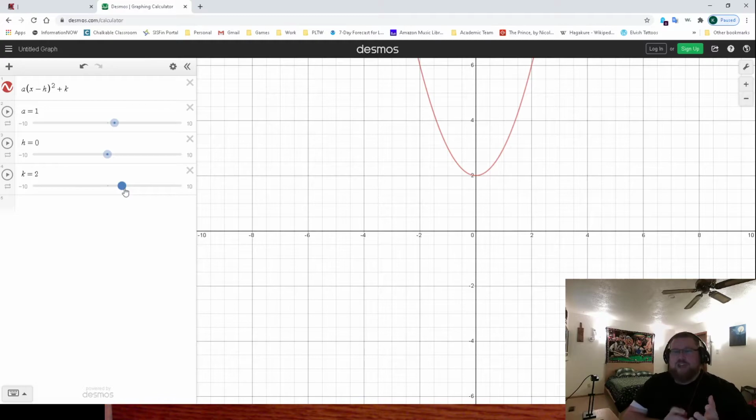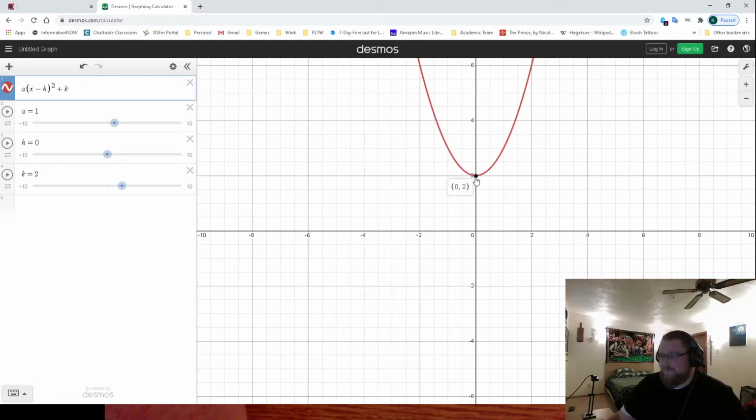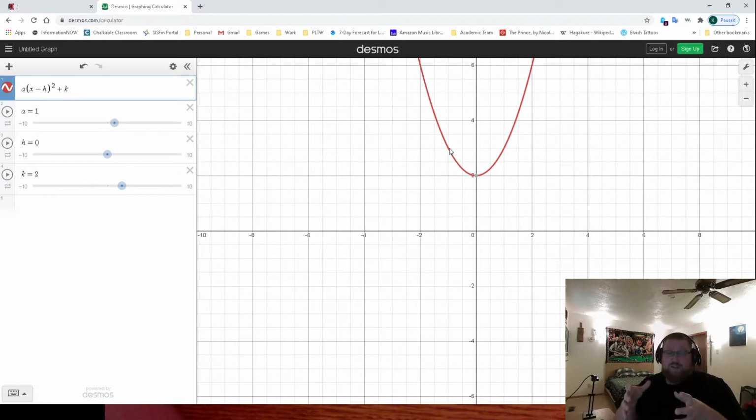And so you can actually track point by point what's happened to each value. For example, this point used to be at (0, 0). Now it's at (0, 2). This point used to be at (1, 1). Now it's at (1, 3). Same with the one over here. It'd be at (-1, 3). But you can see how they all fit together. They're designed to work that way.